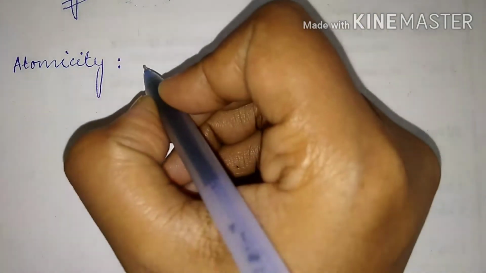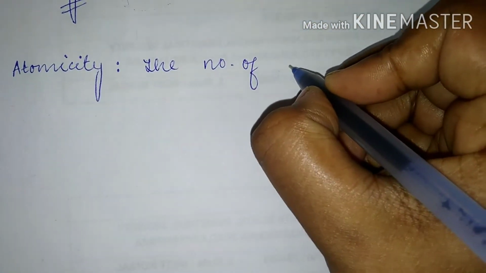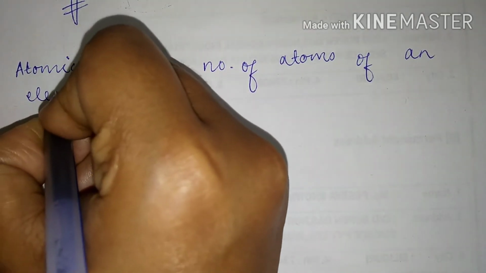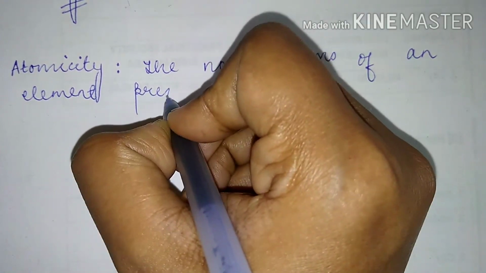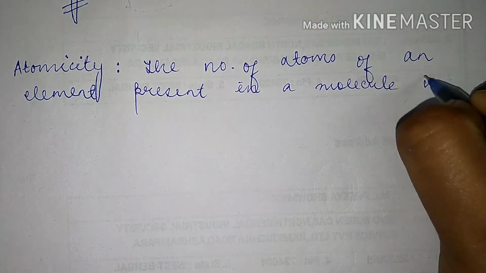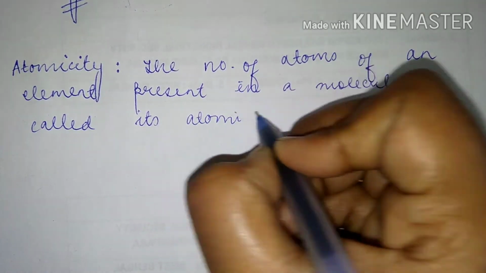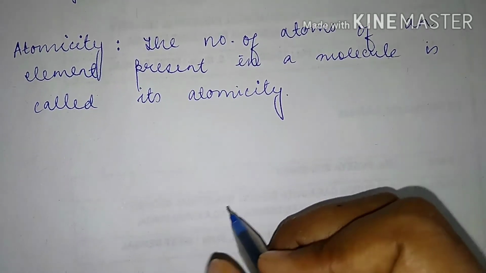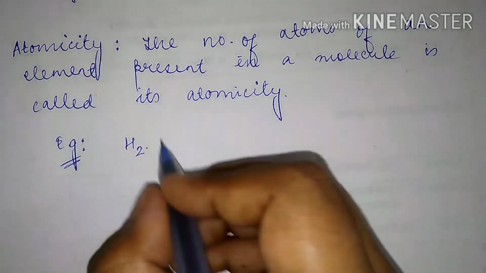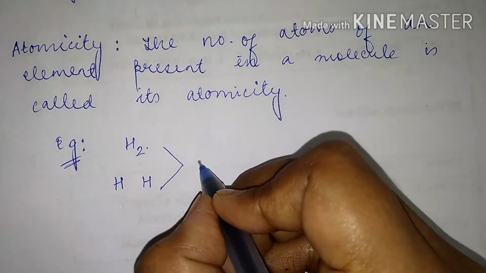The next topic is atomicity. So how do we define it? The number of atoms of an element present in a molecule is called its atomicity. Like when we take the example of hydrogen gas, how many atoms of hydrogen are present? One hydrogen and one hydrogen. There are two atoms of hydrogen, so the atomicity will be 2.